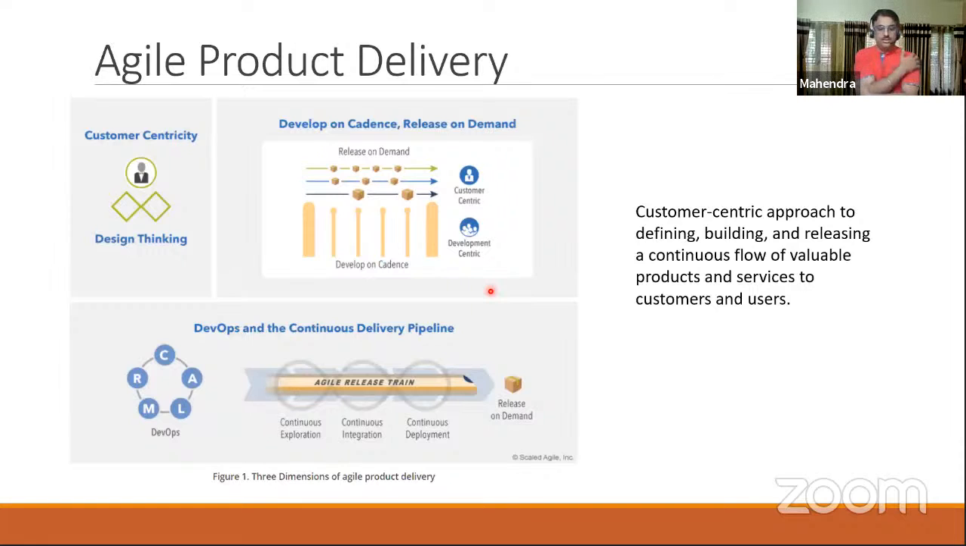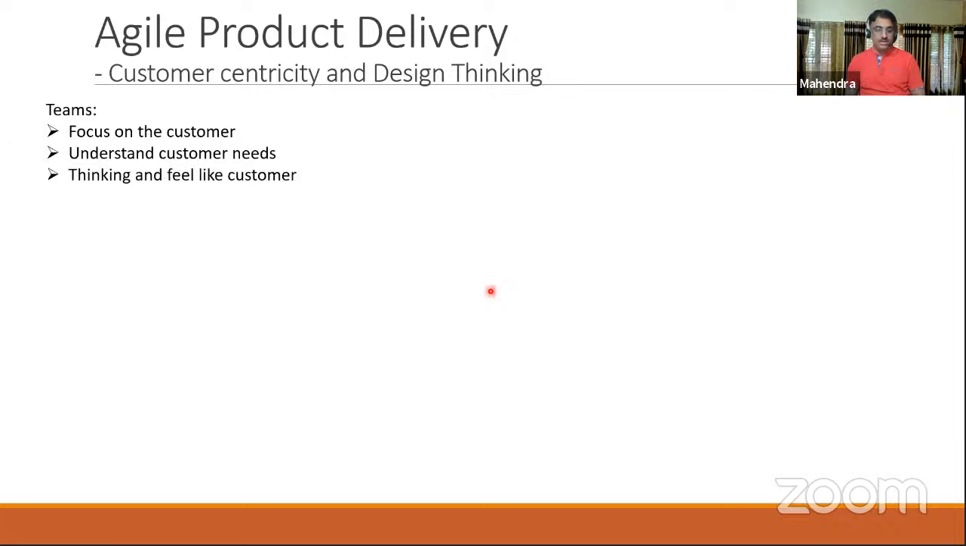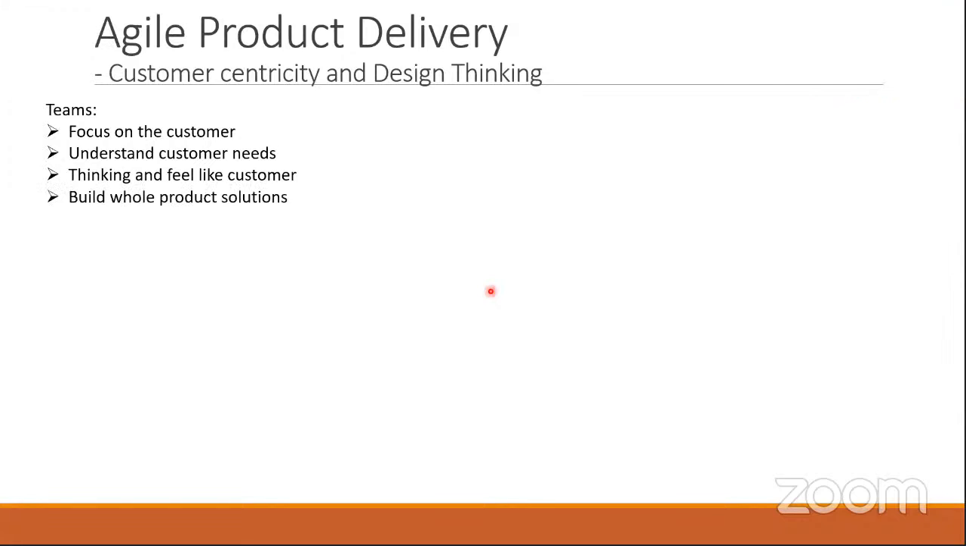So next one is on agile product delivery. Here it is all about customer centricity and design thinking. We'll see what it is. The teams which are customer centric focus on the customer. They understand the customer needs. It's not that only my sales and marketing people talk to my customers. No, the team itself understands the customer needs and they think and feel like a customer. They build product.